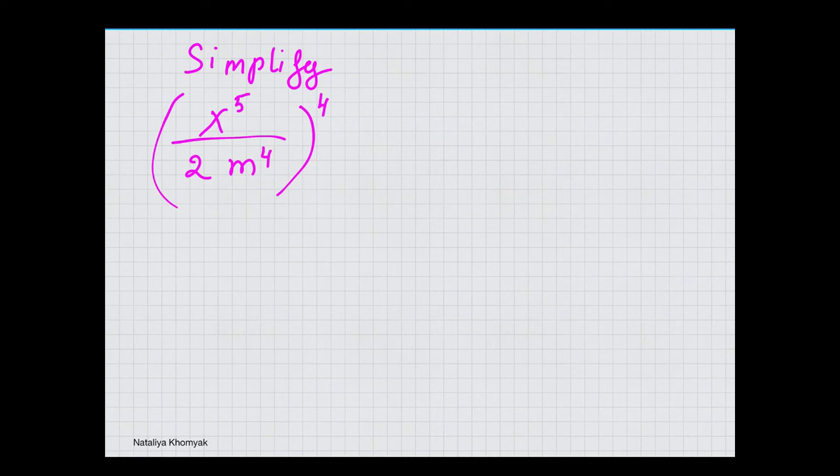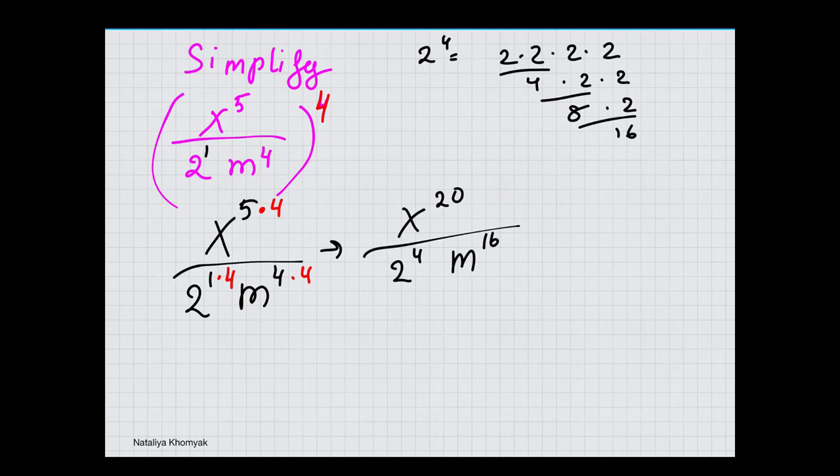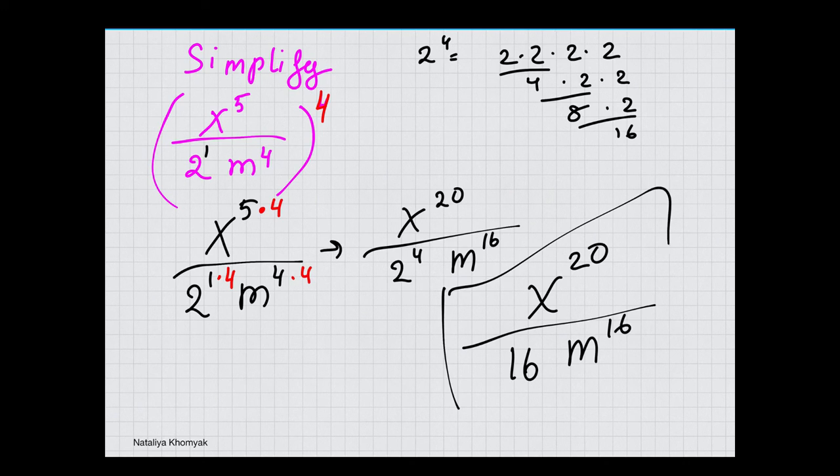Here we have x to the 5 over 2 m to the 4th, raised to the 4th power. Now, first step is to copy the inside, and this 2 will get a placeholder of 1 in the exponents. So we have x to the 5 over 2 to the 1, m to the 4. I'm going to distribute this 4. Every power gets multiplied by 4. So now we have x to the 20 over 2 to the 4th, m to the 16. 2 to the 4th is 2 times 2 times 2 times 2. So this is 4 times 2 times 2. That's 8 times 2. That's 16. So this whole fraction simplifies into x to the 20 over 16 m to the 16. And this is our solution. That's all.